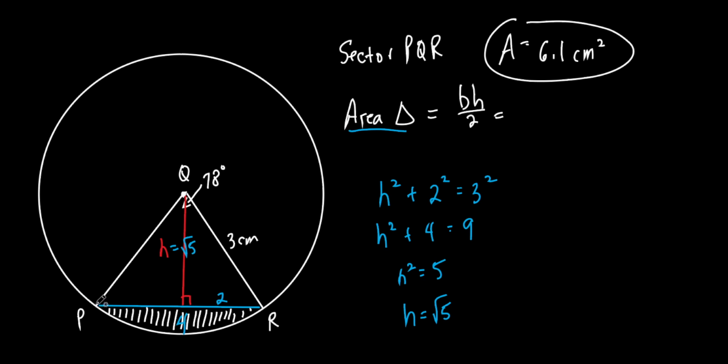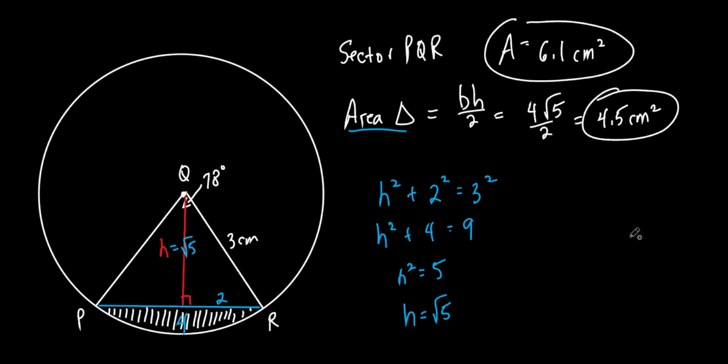It's 4. 78 is an angle. That's not the base. This right here is the base. That's 4. Because if this is the height, this is the base. So the base is 4 times the height. What's the height? We just found it. It's not a 5. It's the square root of 5, divided by 2. Put that into a calculator, and you get 4.5. And that's centimeters squared as well.